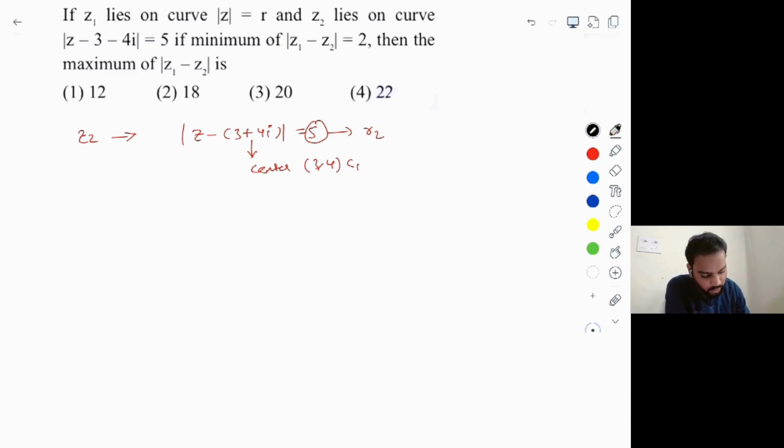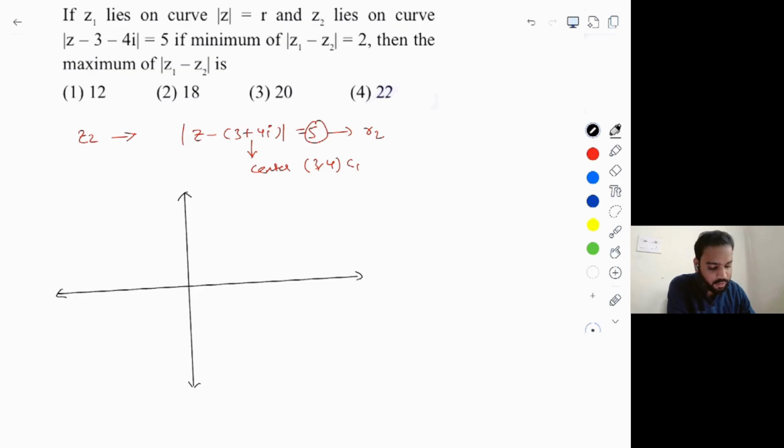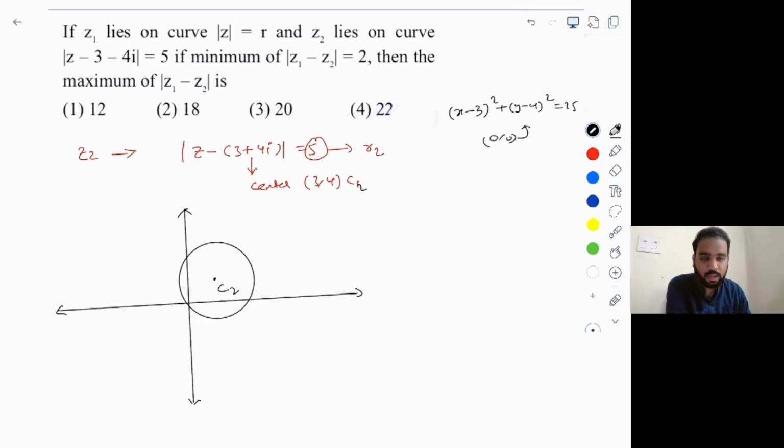And first, let us try to draw the diagram because it is a complete geometry based question in complex numbers. And it is easy if you do the diagram and then try to solve the question. Okay. So since the center is 3 comma 4 and radius is equal to 5 units, it clearly passes through origin. Right? You can notice that the circle should definitely be passing through origin, because if you take it as x minus 3 whole square plus y minus 4 whole square is equal to 25, origin will satisfy this one, right? So very clearly it passes through origin. And let me mark the center of this one somewhere here, C2, right? I'm sorry, C2. And then now we have to draw one more circle, mod z is equal to r.